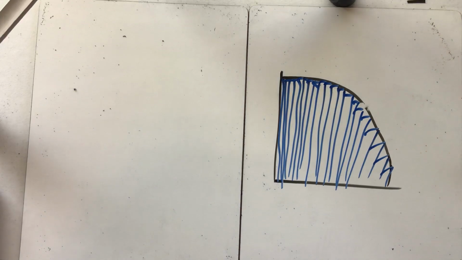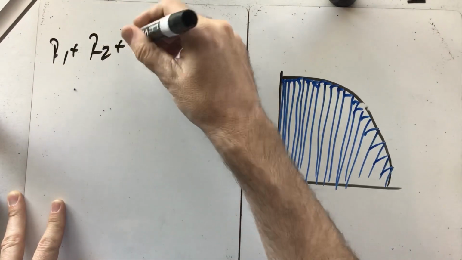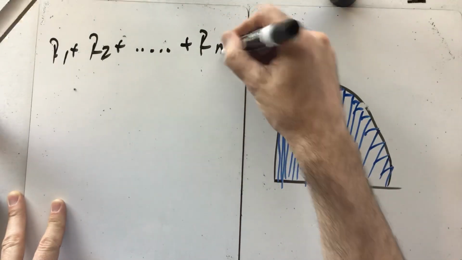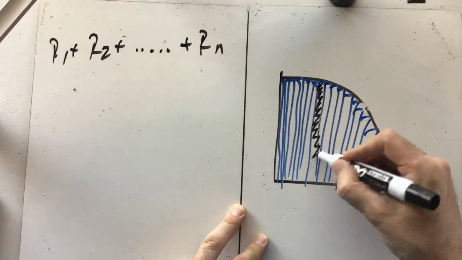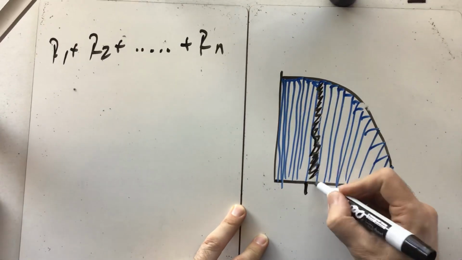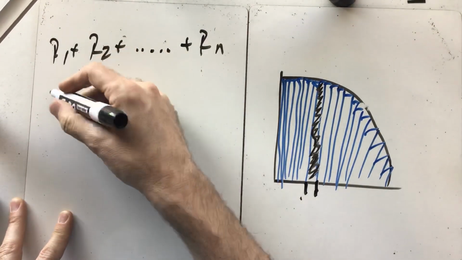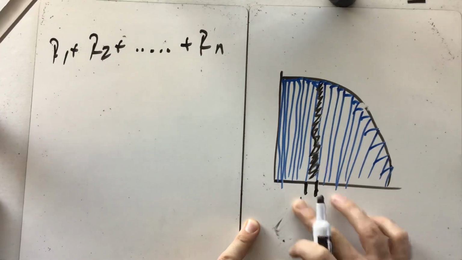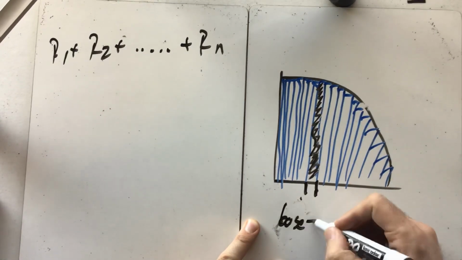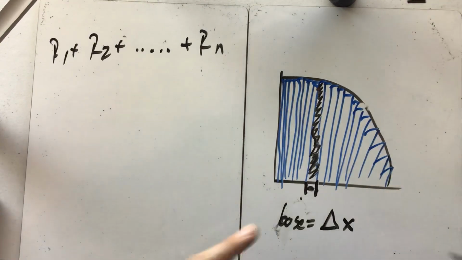Well, what a formula looks like is we add up all of the rectangles, R1 plus R2 plus ... plus Rn. So we add all of our rectangles up. And let's look at each rectangle individually. Let's look at this one and say, what is the width here? Well, the base of every single rectangle is going to have the same width because every rectangle is the same, and we're just going to call our base delta x. That seems like a pretty reasonable answer, doesn't it?